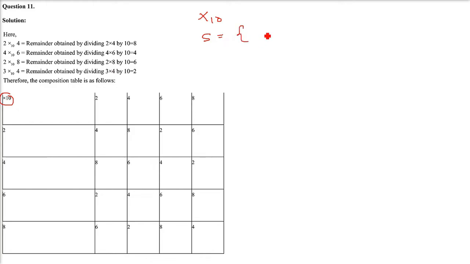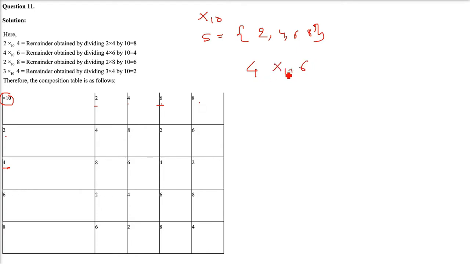Now write all the values, 2 4 6 8, on the row and 2 4 6 8 in the column. Now how are these values coming? Let us take one or two examples. I am taking 4 and 6. So we have to take multiplication modulo 10.